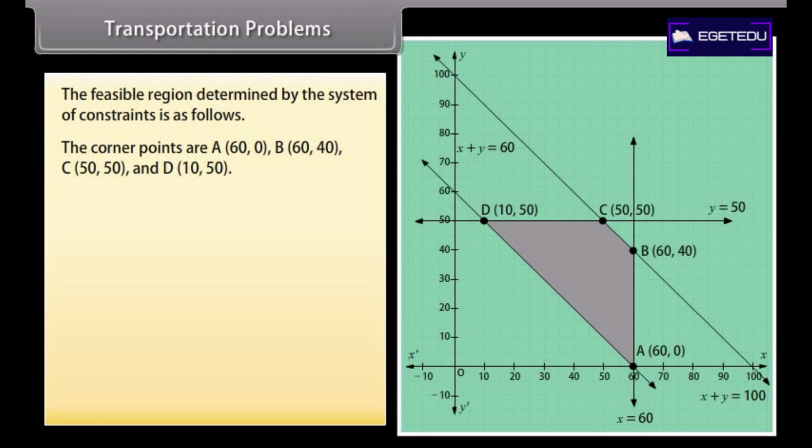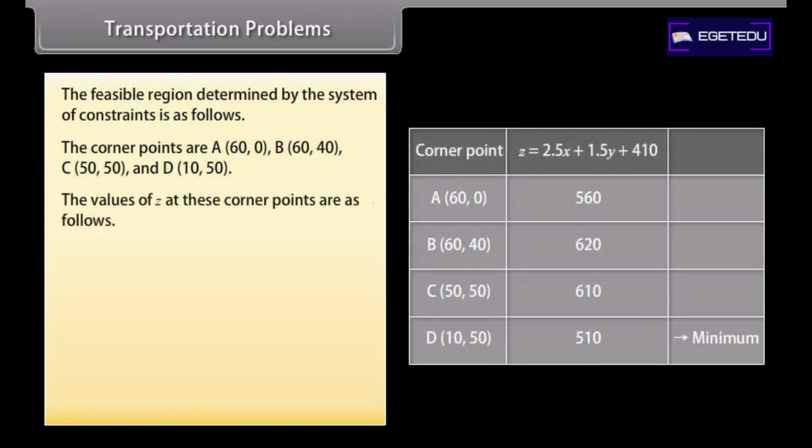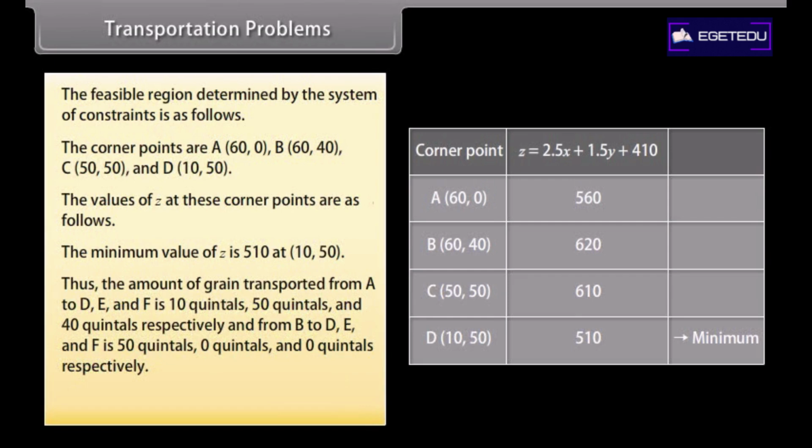The corner points are A (60, 0), B (60, 40), C (50, 50) and D (10, 50). The values of Z at these corner points are as follows. The minimum value of Z is 510 at (10, 50). Thus, the amount of grain transported from A to D, E and F is 10 quintals, 50 quintals and 40 quintals respectively, and from B to D, E and F is 50 quintals, 0 quintals and 0 quintals respectively. The minimum cost is rupees 510.